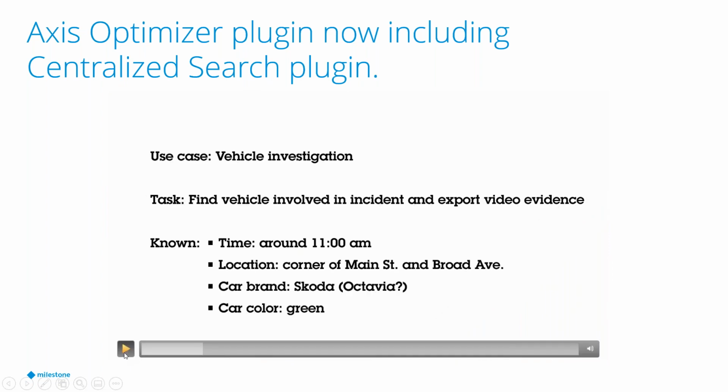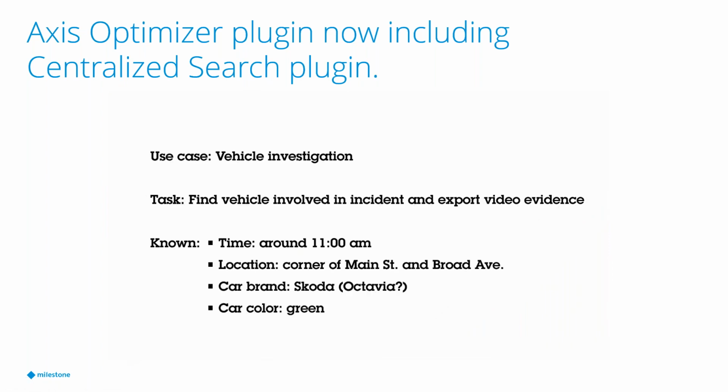I'll just pause to give you the scenario. In this particular example, we want to do a vehicle investigation. The vehicle was involved in some incident, and we want to export that incident video. But our challenge is that we have, let's say, 30 days of video, a lot of data. As you can imagine, on a highway there might be hundreds and thousands of vehicles that can pass in even 1 hour. So my challenge is how do I search.